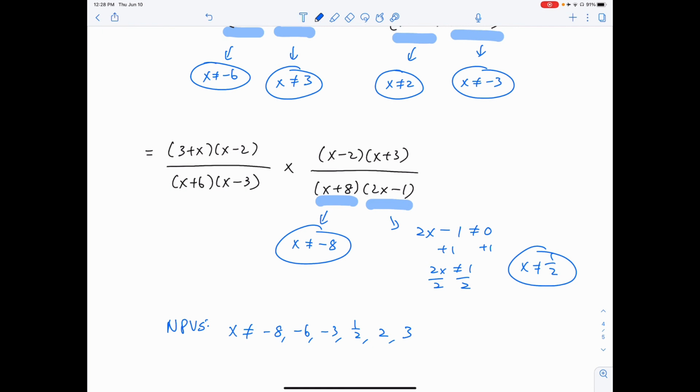Now, NPVs are useful because they tell us, if the answer that we solve for in the future, to check with this list of NPVs, right? These are values that I'm not supposed to be allowed to be getting. So if my answer somehow matched one of my NPVs, I know that we'd have to reject that answer. And a rejected answer is also known as extraneous. Extraneous meaning extra, so that one doesn't work. So we call them extraneous.